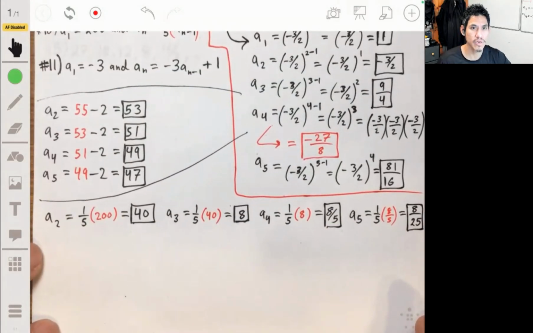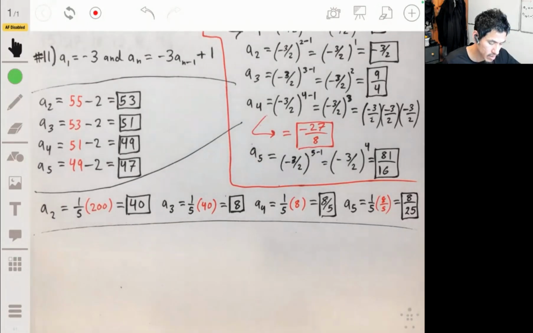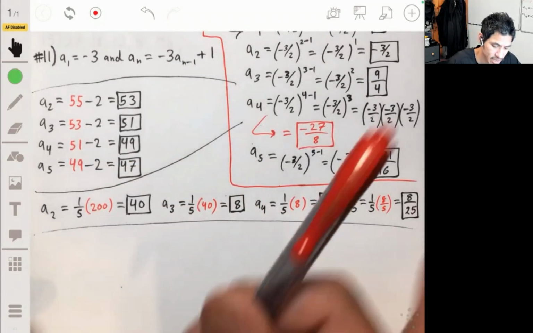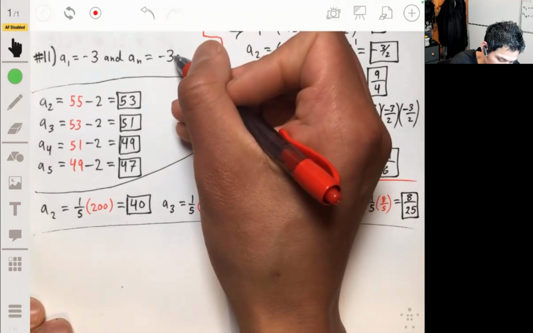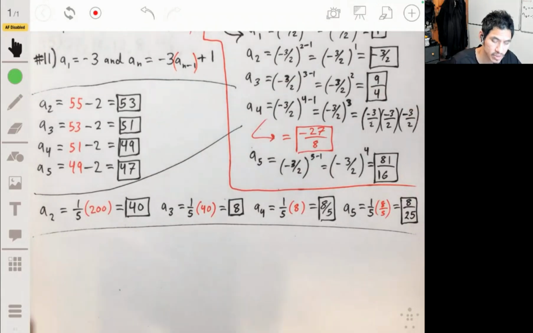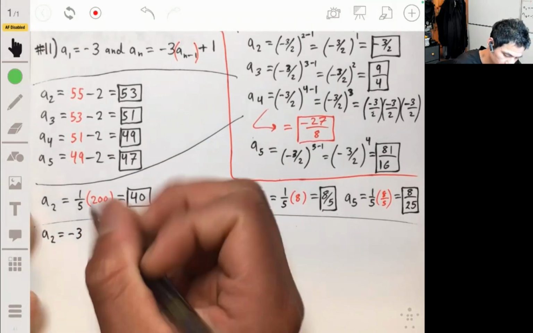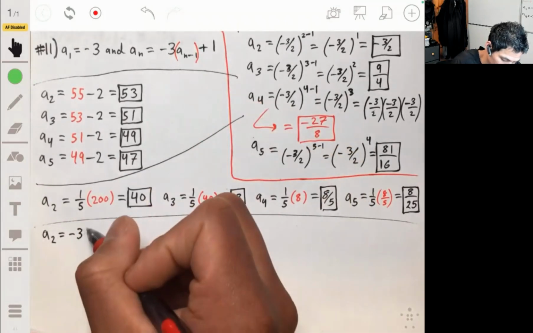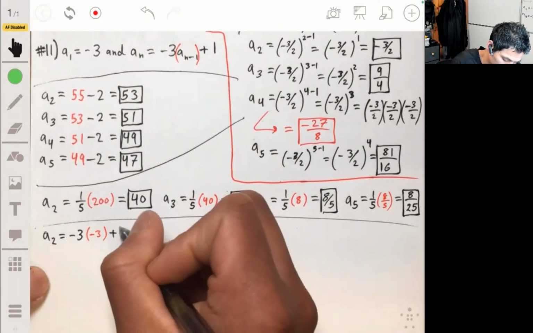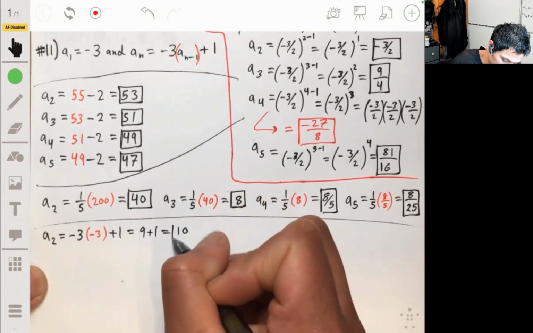So there's one more problem type, number 11. We have that A1 is -3 and that AN is equal to -3 times the previous term plus 1. So to find A2, we're going to take -3 and multiply it by A1, which was -3. Then we're going to add 1 to that. So for A2, we're going to get 9 plus 1, which will give us 10.